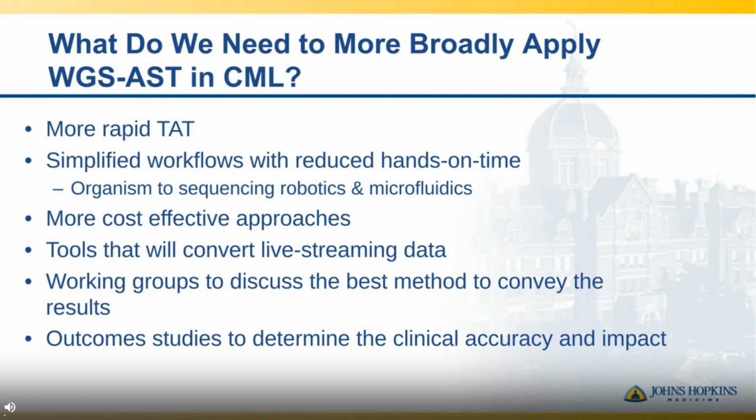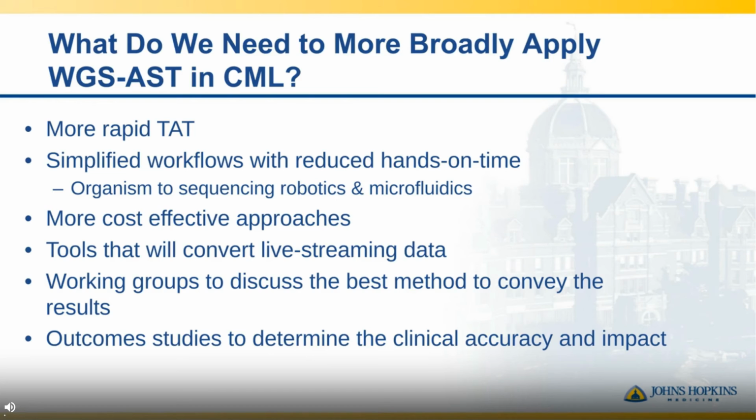So what do we need at this point to more broadly apply whole genome sequencing to predict AST in the clinical microbiology lab? I've gone over these a little bit already, but just to reiterate: more rapid turnaround times, simplified workflows with reduced hands-on time, organism to sequencing robotics or microfluidics. It looks like next-gen diagnostics are working on some sort of microfluidics to apply for strain typing purposes for whole genome sequencing, but you could technically apply that same type of method for predicting AST.